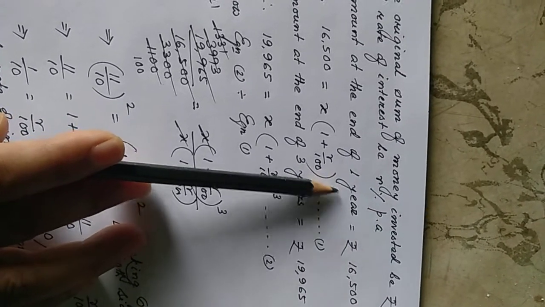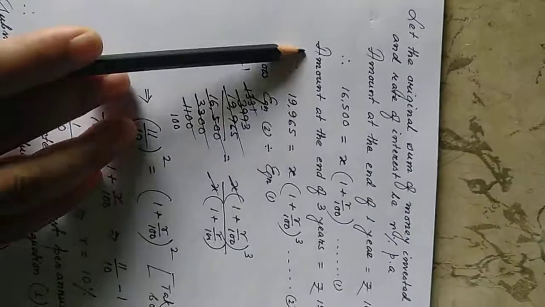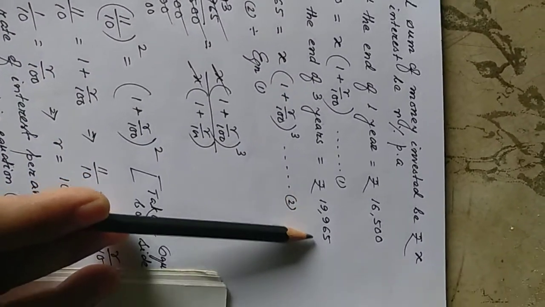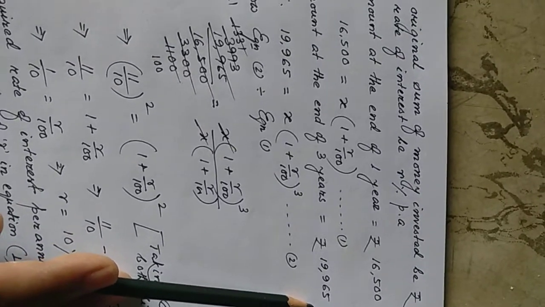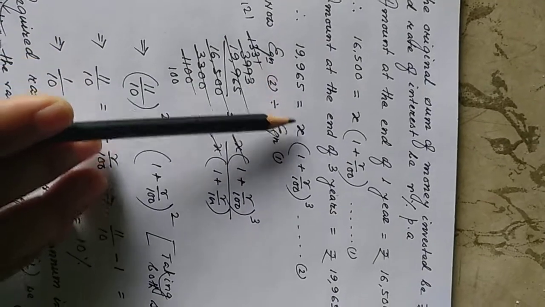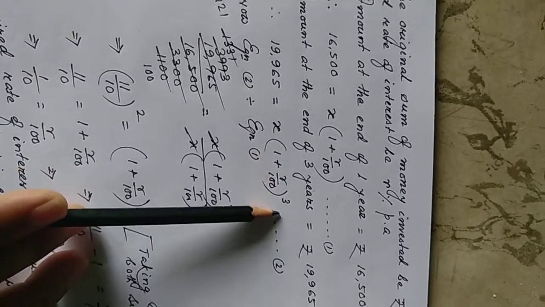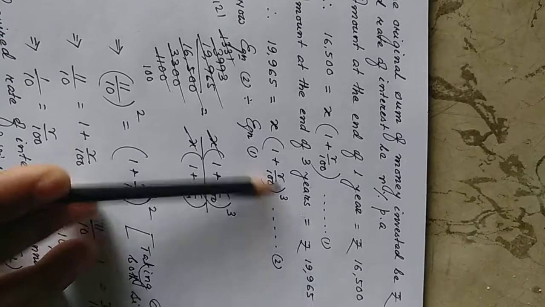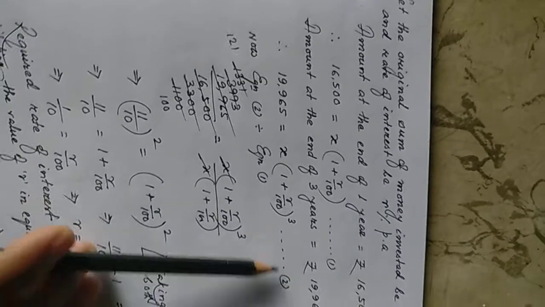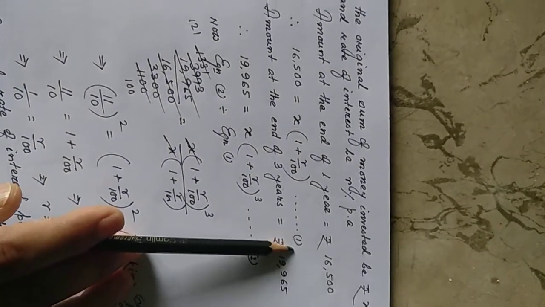So I write the power here and I mark it as equation 1. And the amount at the end of 3 years is given as 19,965. So I write that in the formula of amount: 19,965 equal to X whole into (1 plus R by 100) whole cube, since the time is 3 years, and I mark that as equation 2. Now I divide equation 2 by equation 1.